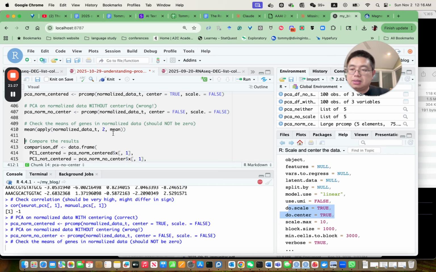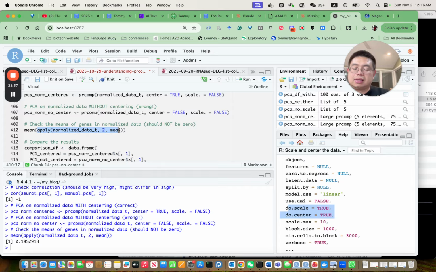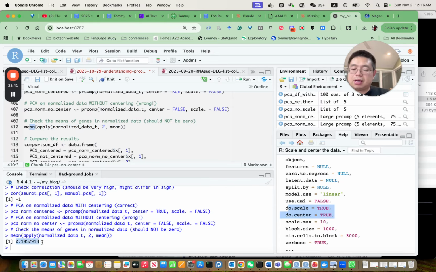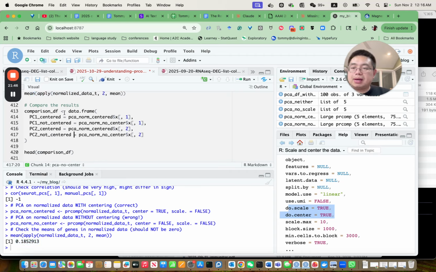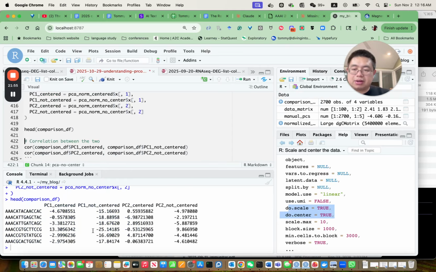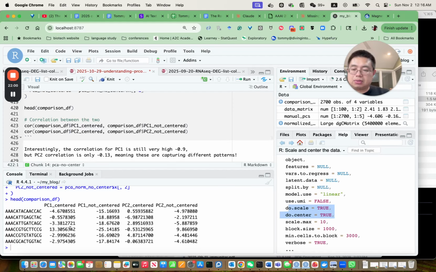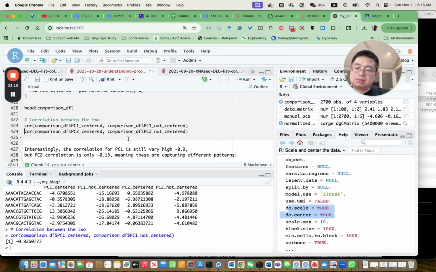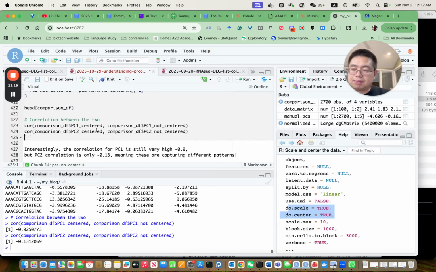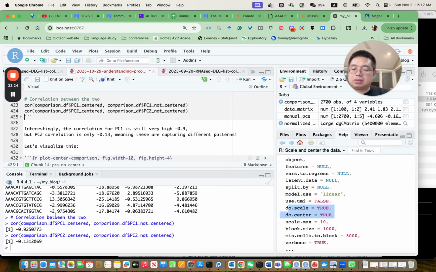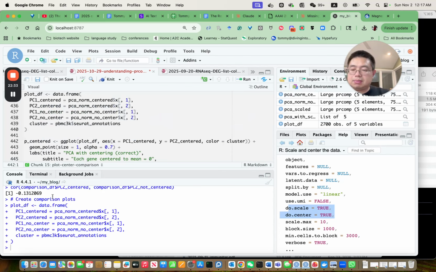So if you take a look at that, it's calculating for each gene the mean value, and then we take the mean of the means here. So it's 0.18. This is not 0. Now we can compare these two principal component analyses with centering and without centering. This is a data frame for plotting, but we can also calculate the correlation between PC1 in both the centered and not centered analysis. The PC1 in the two analyses are still highly correlated. But if you look at principal component 2, the correlation is only -0.13, meaning that they are capturing different patterns here.